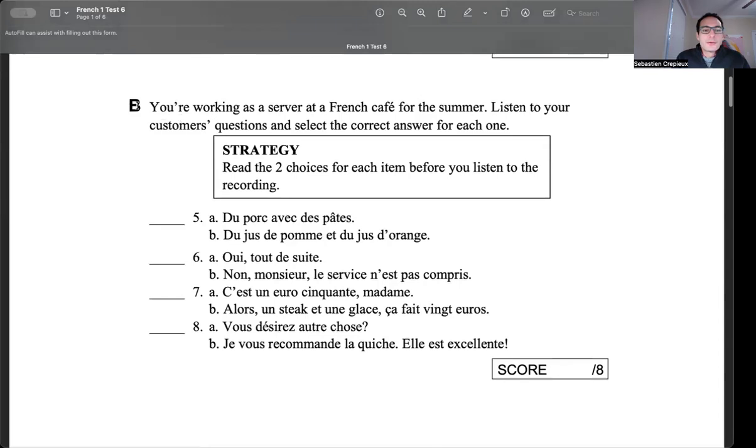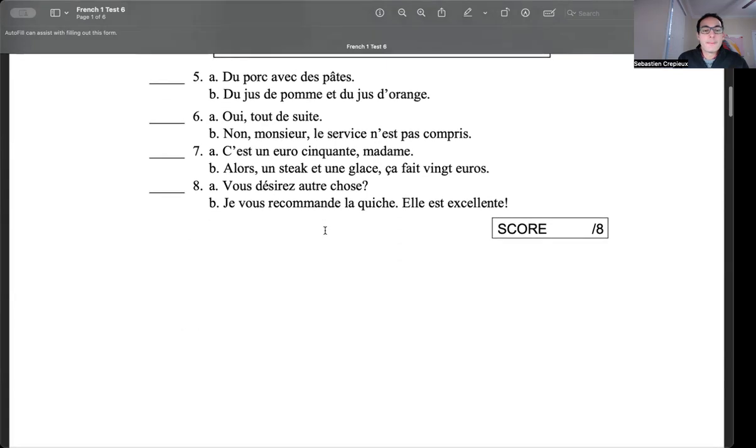Then the question B, still listening. You're working as a server in a French cafe and you're going to listen to your customer's question and you're going to tell me what the best answer would be. Okay, so does the customer want pork and pasta or does he want apple juice and orange juice? Okay, so the same here. He's asking you a question. The right answer is going to be yes right away or no, sir, the service is not included. I don't know. Again, you translate that before the test. Okay, that would be the right thing to do.